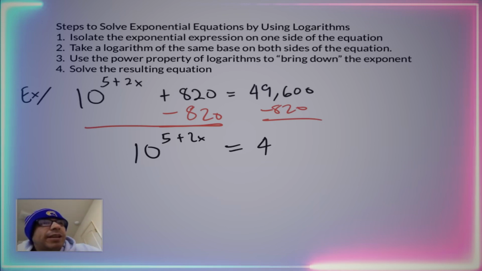So we get 48,780. All right, now the exponential expression has been isolated. The mood is set. So now let's jump in here and let's take the log of both sides.